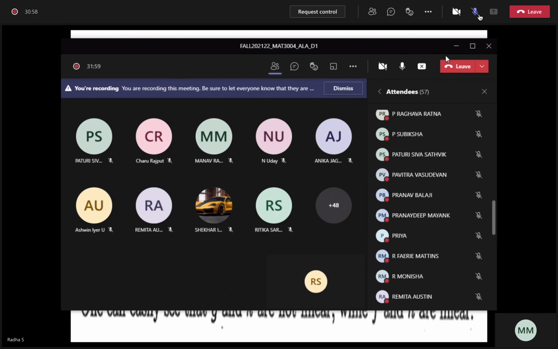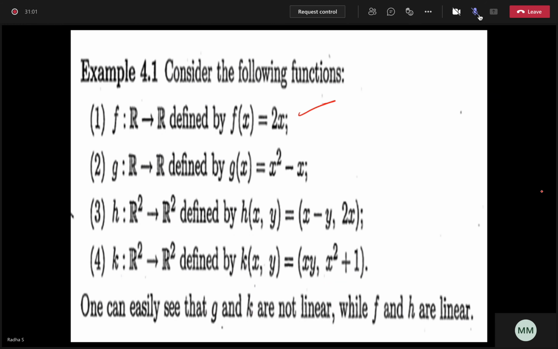Pranay Deep. Yes, ma'am. Yes, Pranay, tell me. F of x equal to 2x, it is a linear transformation. Okay, what about the second one? No, ma'am. The second one is not a linear transformation because of x square. Yes. Third one? Okay, you have to check.